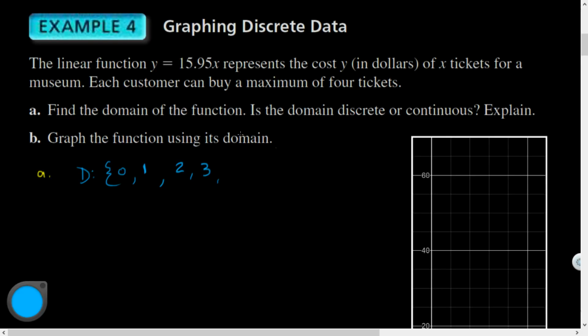You could buy 3 tickets, and then it says maximum of 4. Does that include 4 or everything less than 4? That includes 4. I agree. So this would be the domain. And then they ask the question, is this discrete or continuous?